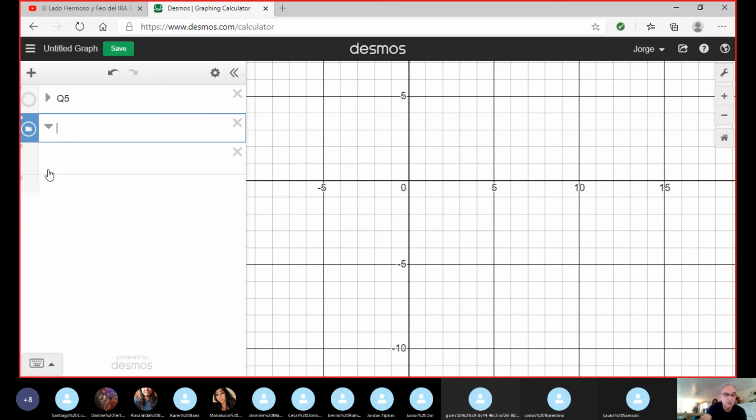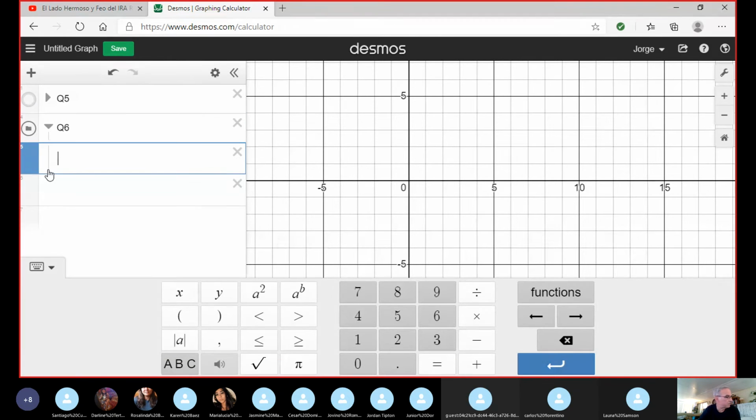Now I create question 6. I put the name, question 6. And in question 6, remember, the function was y. You can put y, or if you want, g of x. Either way, remember, this is equivalent. y and f of x is the same, or g of x. The name that you want to put for the function. It is equal to the square root. Oh, no, not a double square root, only one. Okay, minus x plus 2.